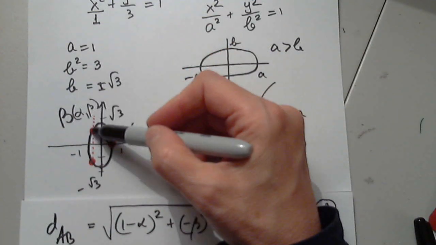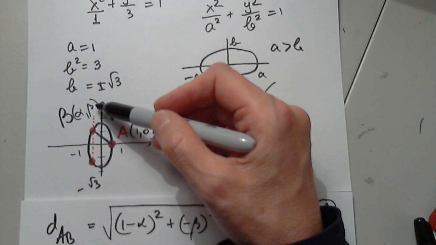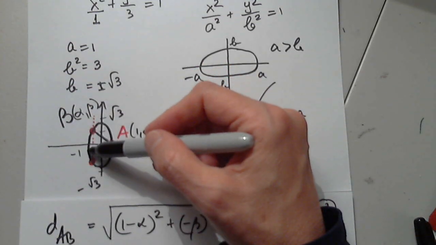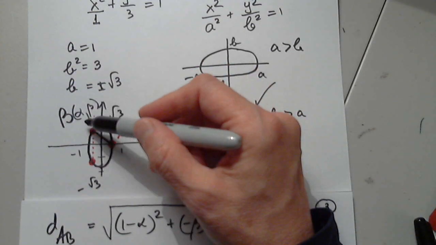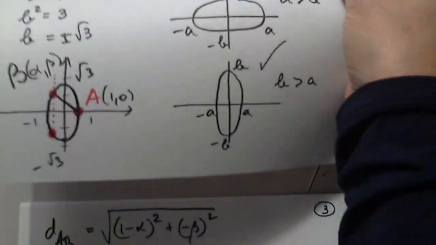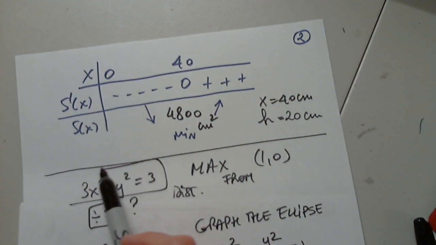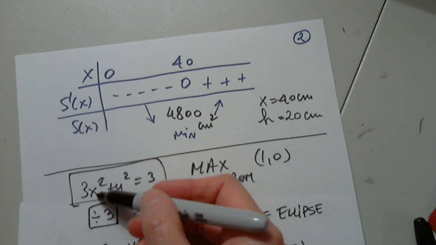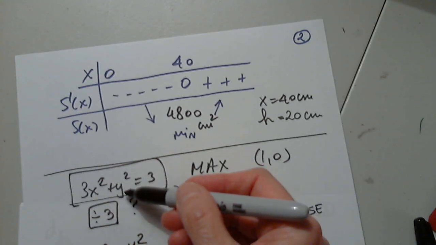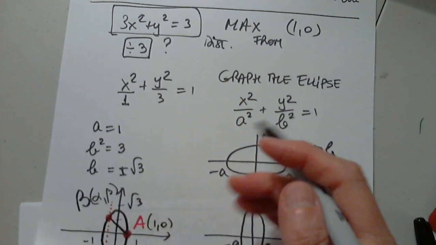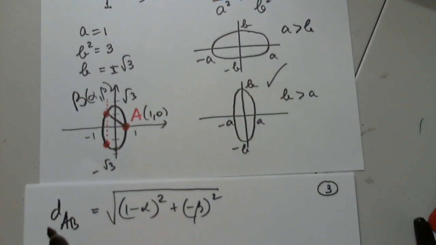Also, point B, alpha comma beta, is a point on the ellipse. A point on the ellipse has to verify the equation of the ellipse. In other words, when x is alpha, y must be beta. Otherwise, the point will not be on the ellipse. So the second equation I have is 3 alpha squared plus beta squared equals 3. Okay, next.